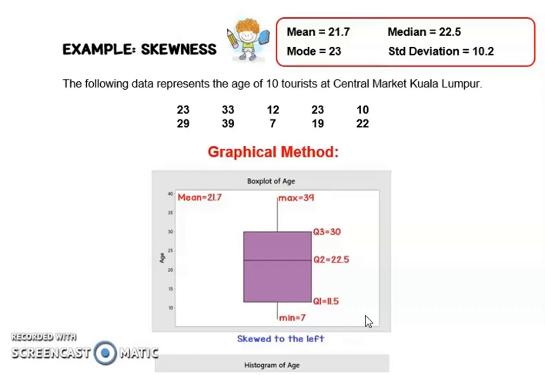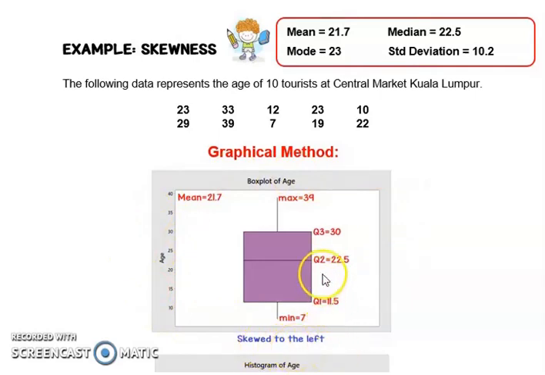By using the numerical method, if we get positive, then we can conclude it is skewed to the right. Otherwise, if we get negative, we can conclude it is skewed to the left. If you look at this box plot, this is a vertical box plot. Here is the minimum value and here is the maximum value. We can see this wider area from the lower part of the Q2 line, so we can conclude that the distribution of this data is skewed to the left.